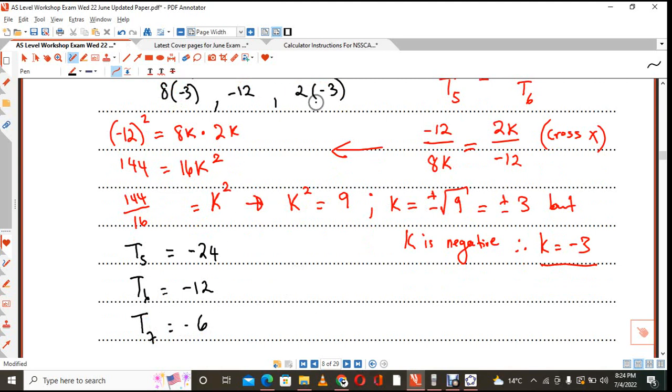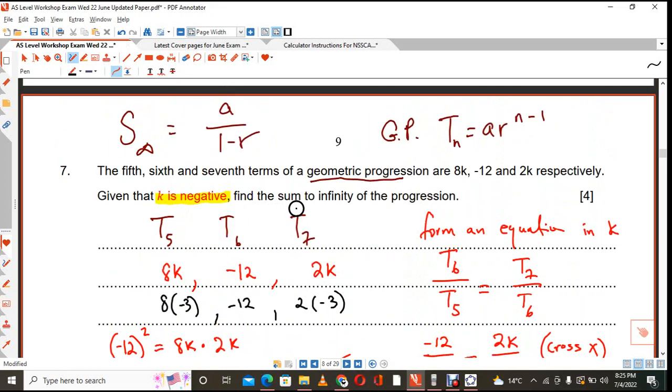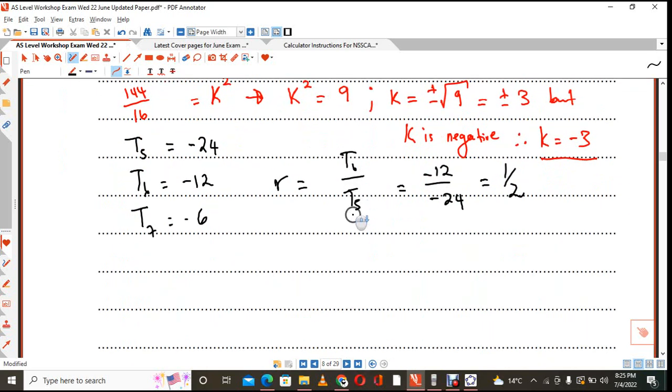Okay, from that. Why is this important? I can find my R. R is either term 6 divided by term 5 or term 7 by term 6. So term 6 is negative 12 over negative 24. Okay, and this gives you a half. So R, our common ratio, is a half. Why is this important? Because we need to find a sum to infinity, so we need to know what R is. So now I know what R is, and I need to find my first term, A.